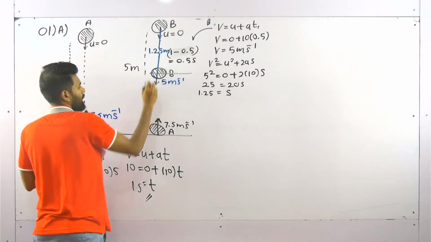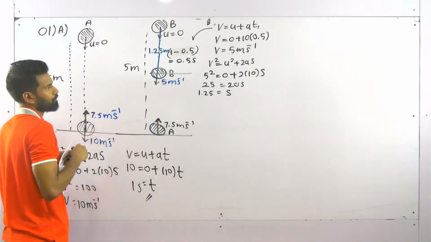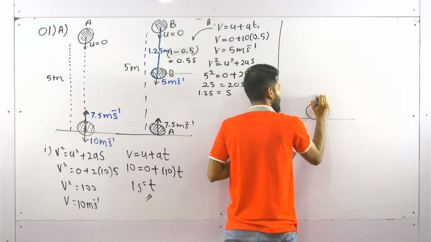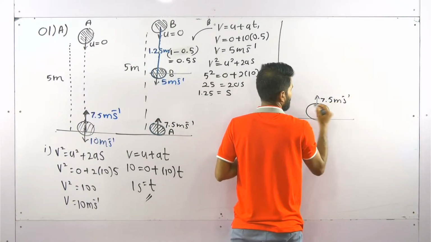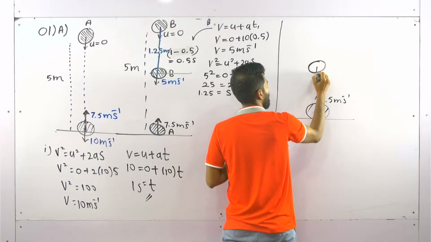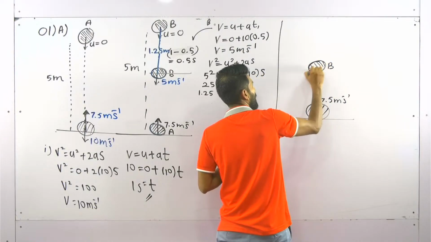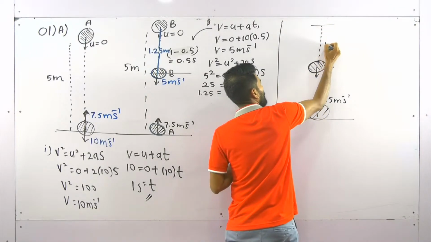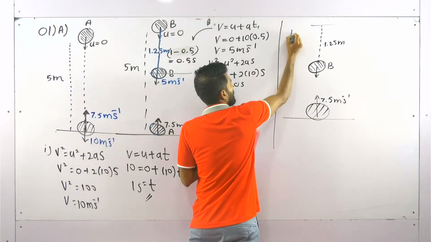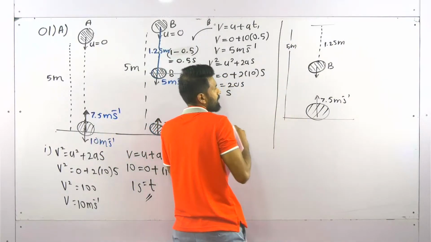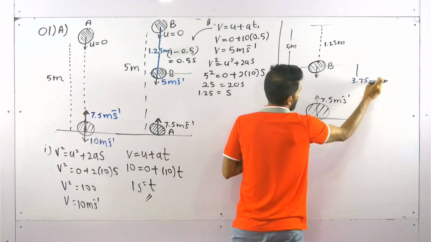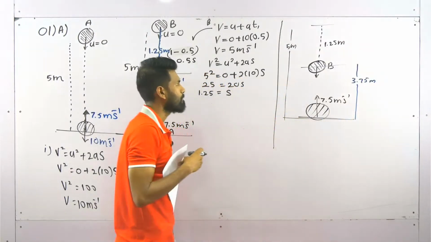So this is the case now. B is here and A is trying to move up now. So I thought of drawing that particular situation again. A is trying to move up with a 7.5 meters per second velocity. At this moment, B is here. It has passed 1.25 meters from the top. That means the complete length gap is 5 meters, so there's another 3.75 meter gap between them.